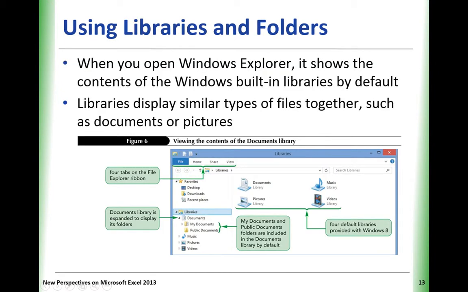When you open Windows Explorer, it shows the contents of the Windows built-in libraries by default. They display similar types of files together, such as documents or pictures. And so when you create a video, if it doesn't go to that video folder automatically, that's because the application you're using to create it has its own folder set up. And so that's where it's being saved. So that's how you try to find things.